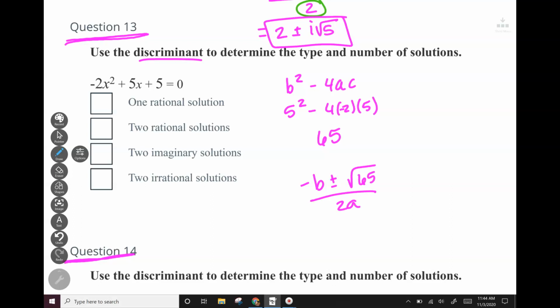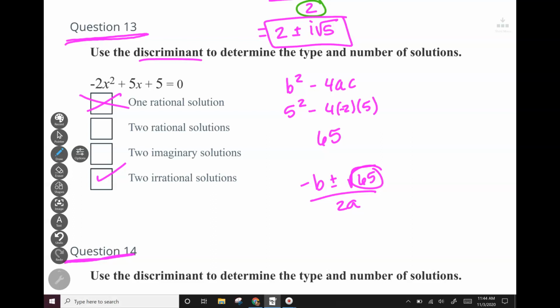So you're trying to determine what type of solutions you're going to have. Well, because of the plus or minus, you're going to have 2 solutions, so not 1. Because this is not a perfect square, it's going to be irrational. Your 2 solutions will be irrational. So that's actually the last one.